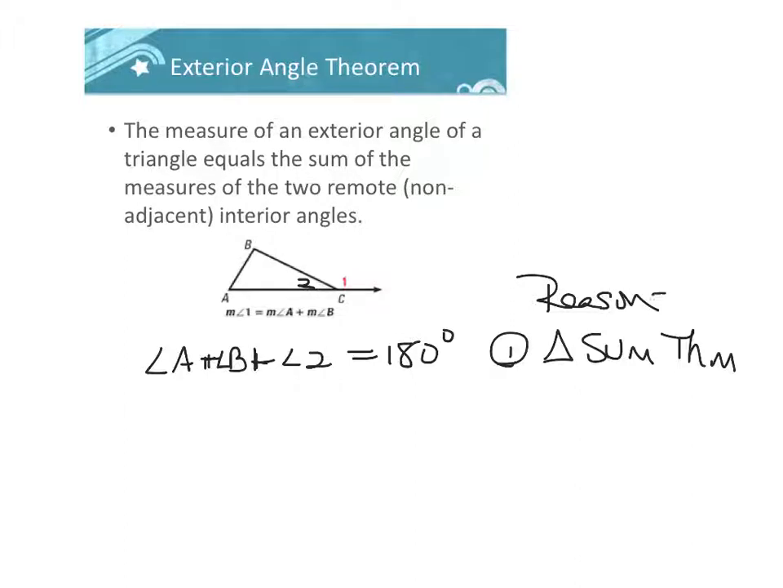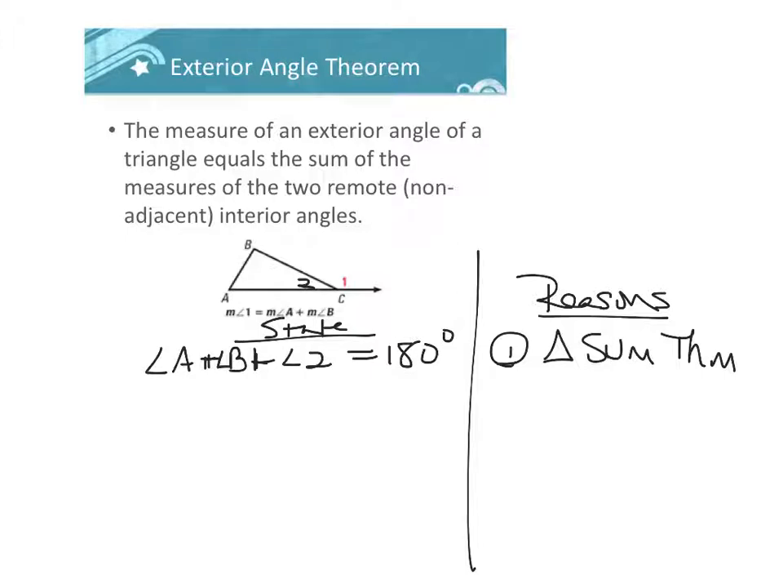So these are my reasons, and over here is my statements. All right, what do you think we need to do next? What else could we establish from our picture? What else do we know? What do we know about angle 1 and 2? They're supplementary and they're a linear pair.